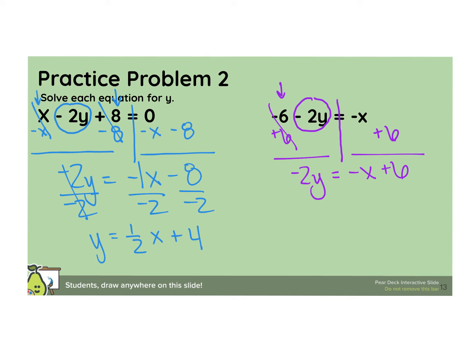Now I need to get rid of this negative 2 that's attached to my y. So just like the other equation, we're going to divide everything by negative 2. We're going to add this 1 in to make it easier to see the fraction. This simplifies to just a y. Again, negative divided by negative is positive, so our fraction is positive 1/2. Don't forget the x. Positive divided by negative is a negative. 6 divided by 2 is 3. So these are our two equations. We're going to graph them on the next slide.